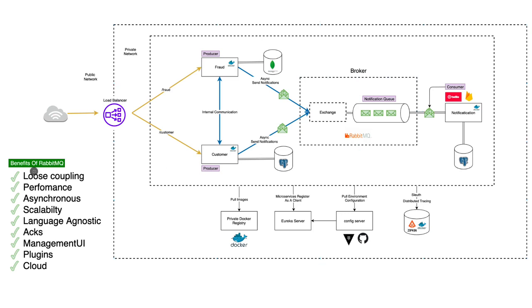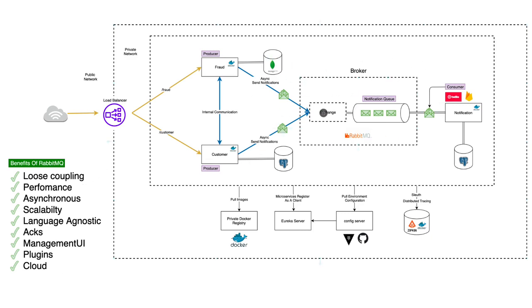And with this architecture, we gain a ton. So one is loose coupling. So fraud, customer, notification, as well as the broker, they can live on separate machines. And since we are following the microservice architecture, this is actually loose coupling all of these services together.